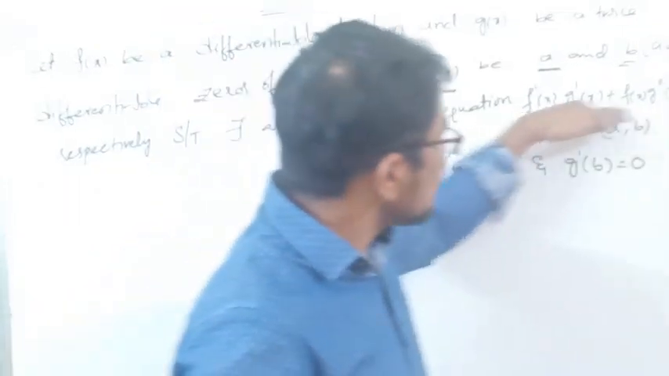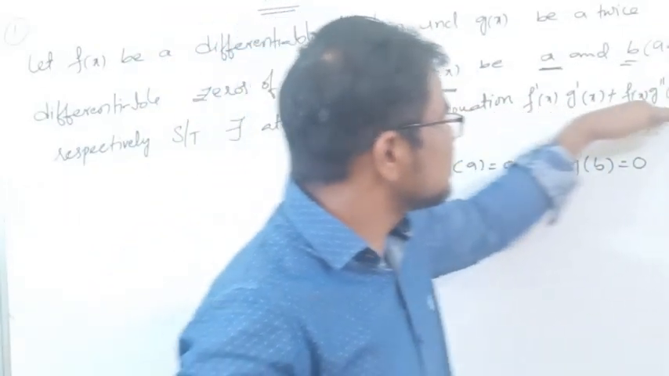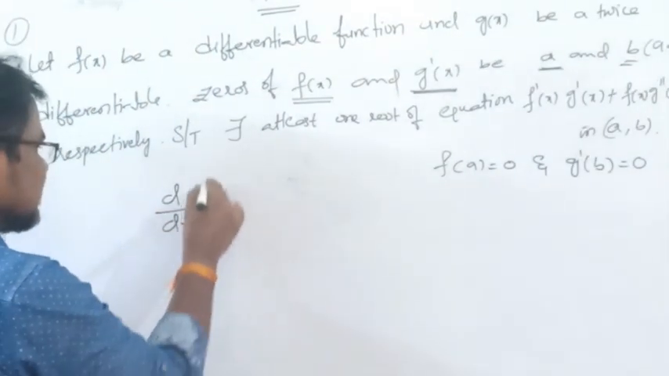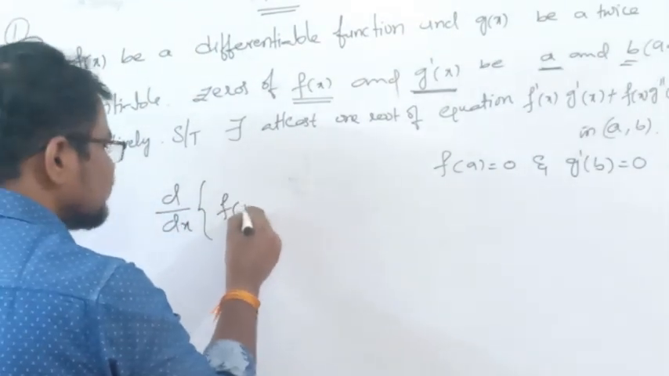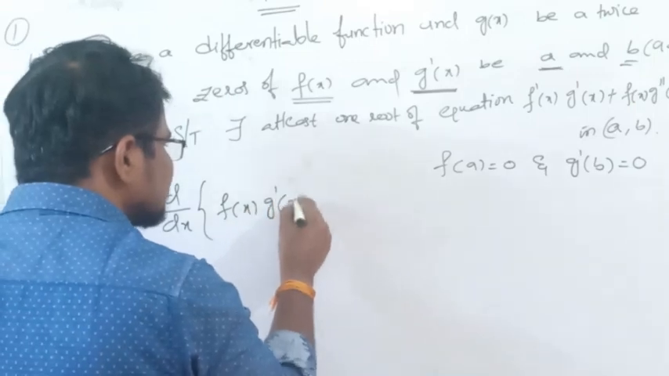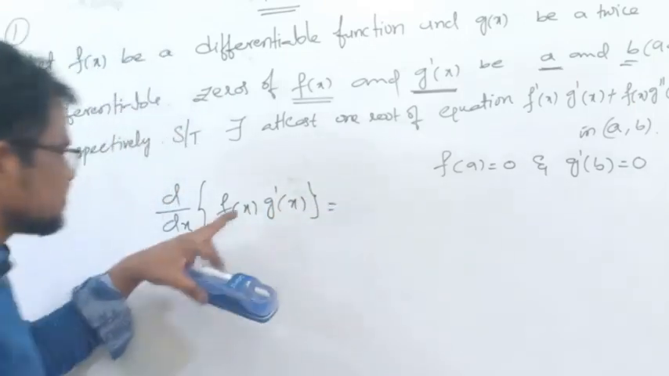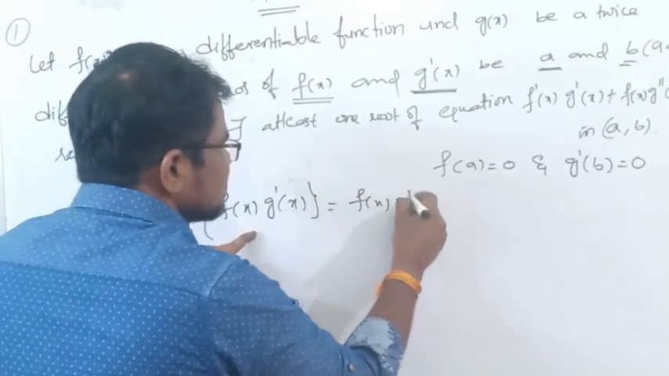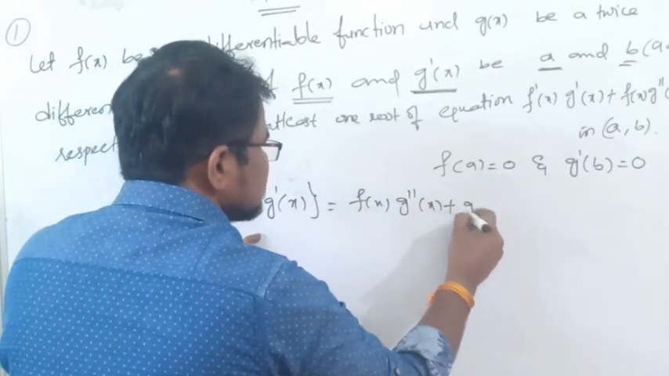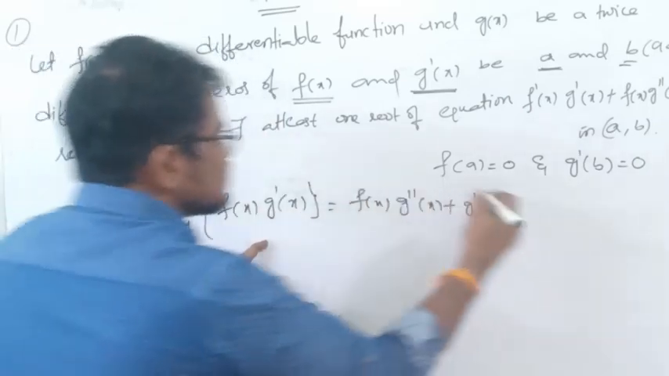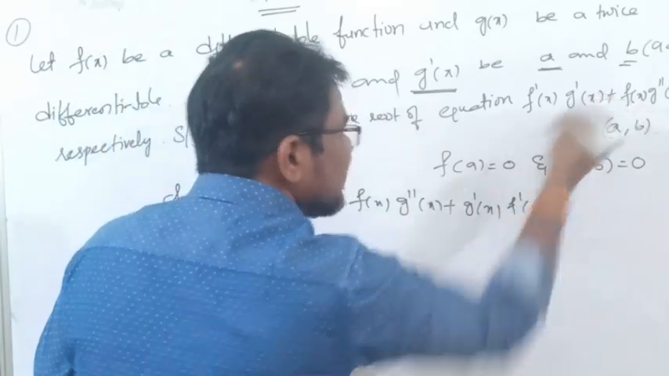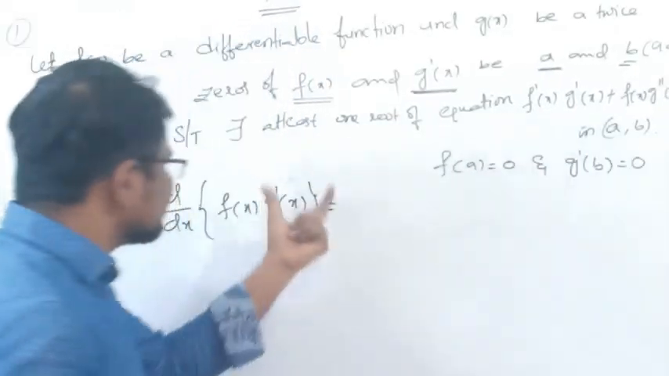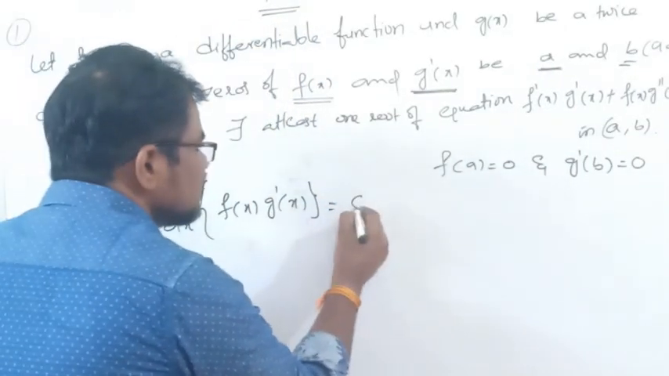Once you observe the given equation, you can write it in the form d by dx of f of x into g dash of x. Do the differentiation: f of x, differentiation of this is g double dash of x, plus g dash of x, differentiation of this is f dash x. Satisfied or not? Now this is the differentiation of this function, equal to 0.